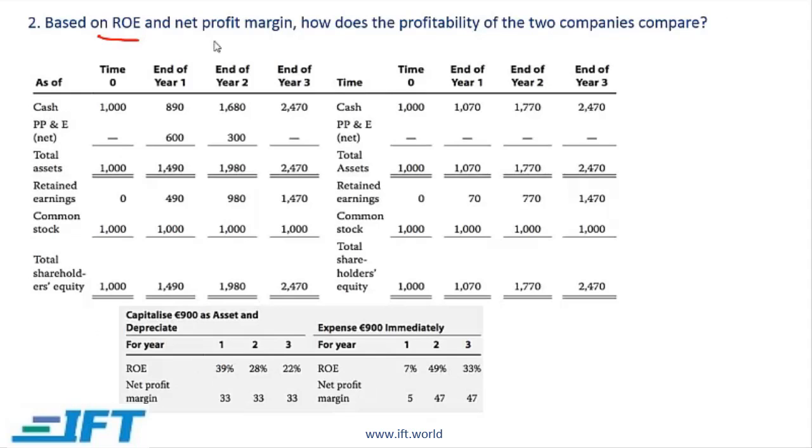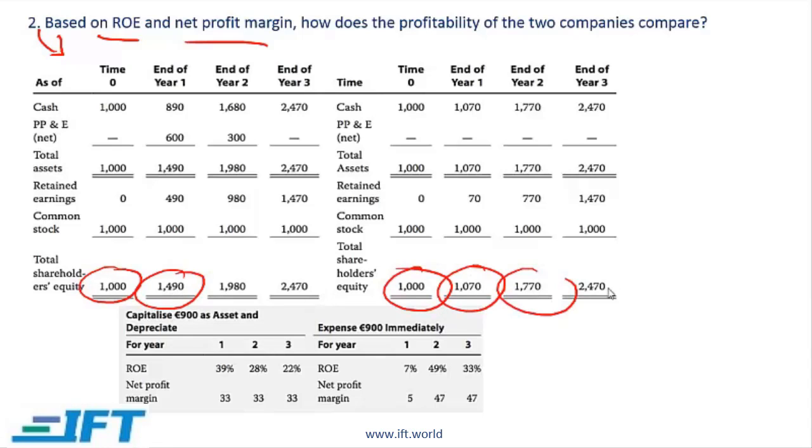Question 2 deals with ROE and net profit margins. What you will see on the left is the calculation of equity times 0. Equity is the same for both companies, but then the equity numbers are different after that. On the previous slide, we calculated the net income numbers. Here we are calculating the equity numbers. So the ROE numbers are going to be different.